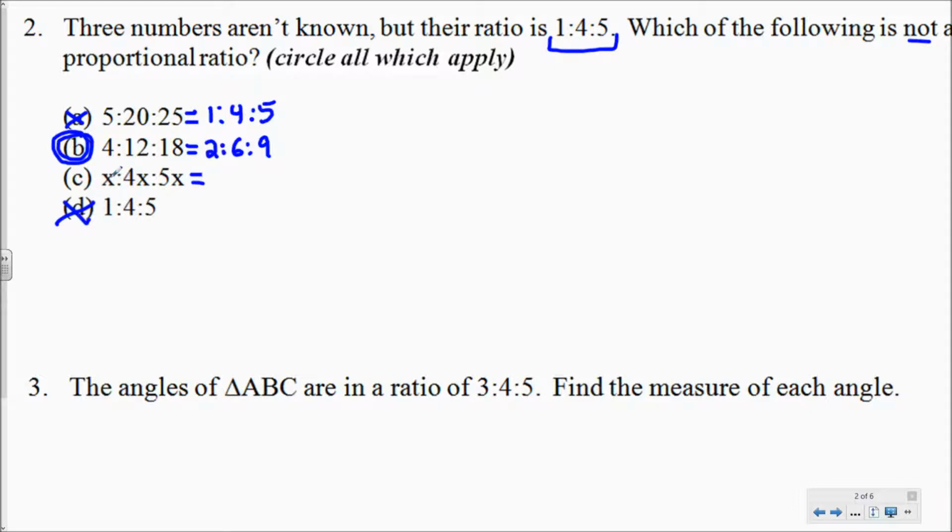And x goes into itself once, into 4x 4 times, and into 5x 5 times. So I can see that this ratio is actually proportional to 1 to 4 to 5. So the only one which was not was choice B. This idea that I can introduce any factor into a ratio to get a proportional length is fundamental in how we're going to be using ratios and proportions.